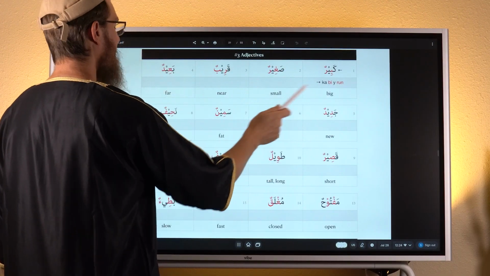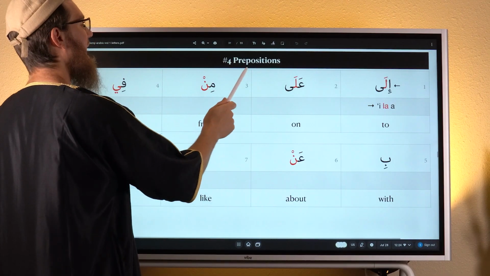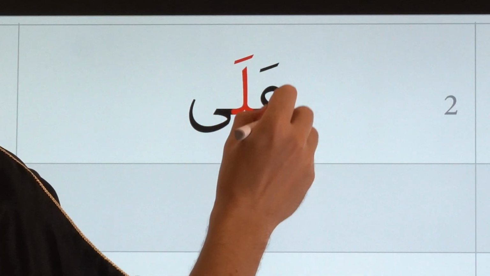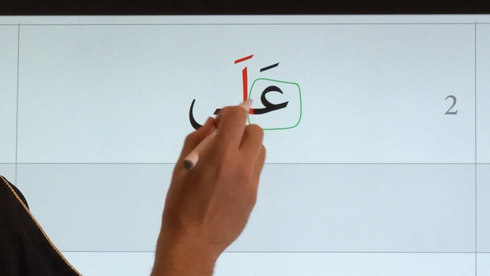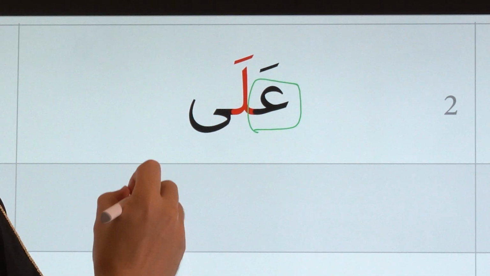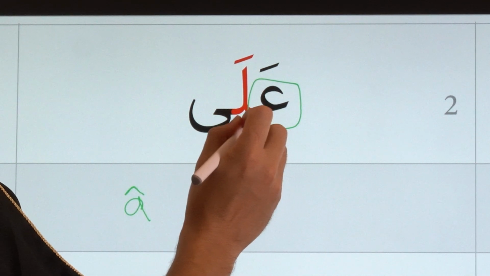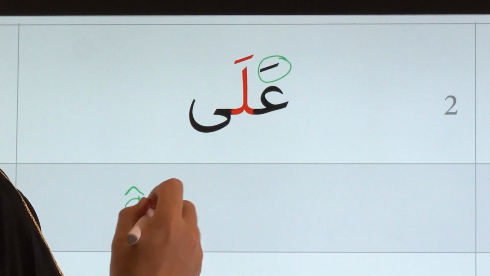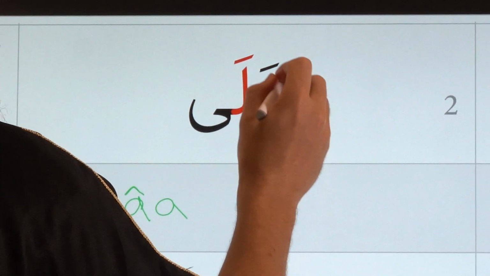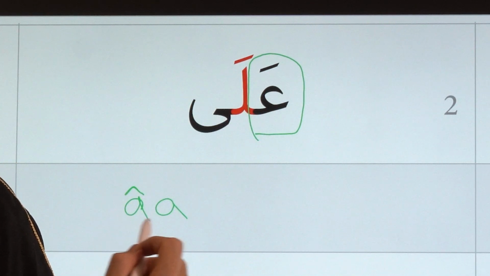So you're going to need to complete this exercise of 16 adjectives. And then lastly, we have prepositions. So firstly, this hook shape with no dot above is the letter Ain. So we're going to write an A with this little arrow above representing the letter Ain. Above the Ain, there is a Fatha, so we're going to write an A for the Fatha. So together, the Ain and Fatha would be pronounced A, A.